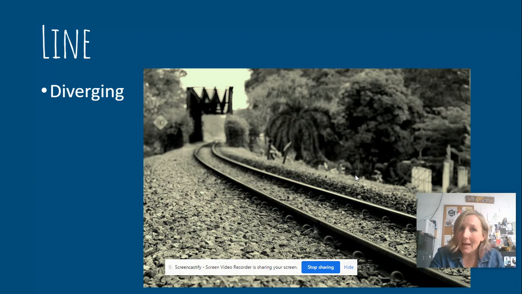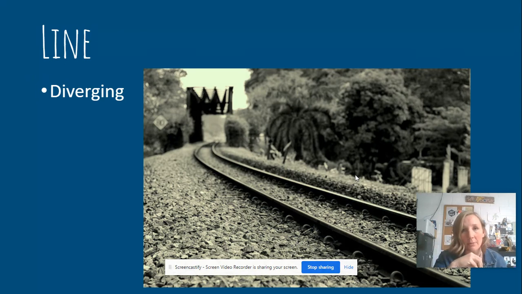The final type of lines that I want to highlight are diverging lines. And these lines are really important because these are the lines that are going to give us the most interest in our photographs, the most movement. They're going to feel like they're sucking the viewer into the picture. And that is really important to an image. And those are the types of images that make you stop and think, oh, that is a beautiful image, because you're diving into the picture.